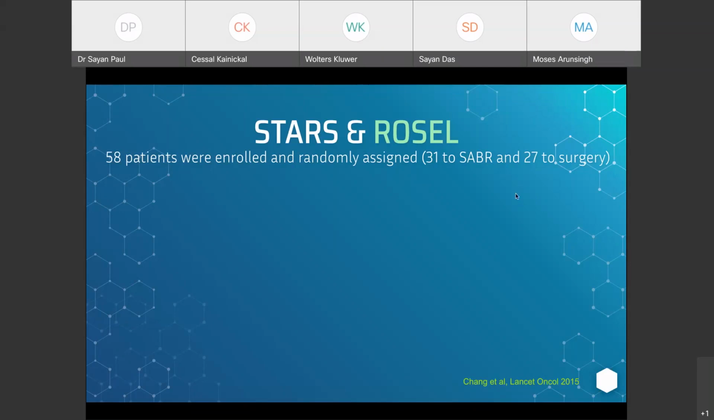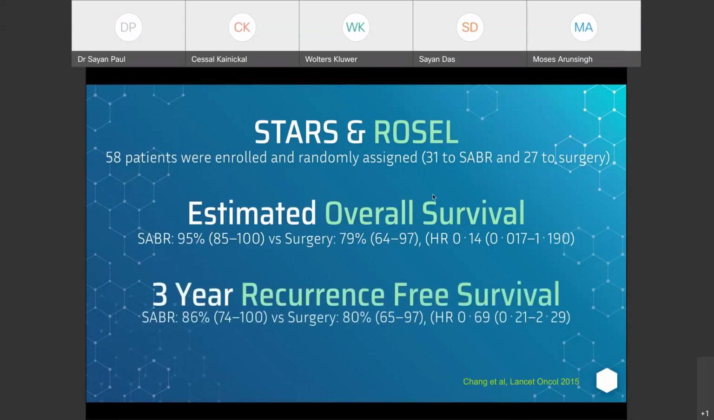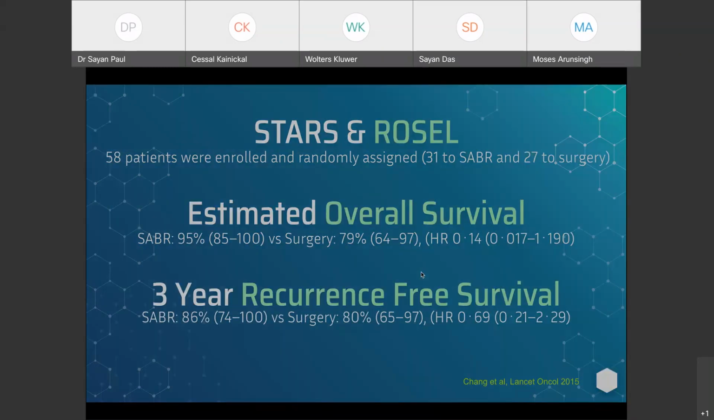So ultimately, they ended up publishing a pooled data of just 58 patients who were randomly assigned to either SABR or surgery. And it pointed out that the overall survival is likely to be similar, but it is very difficult to conclude anything from just 58 patients being randomized to 2 arms. The 3-year recurrence-free survivals are also very similar between the 2 arms.